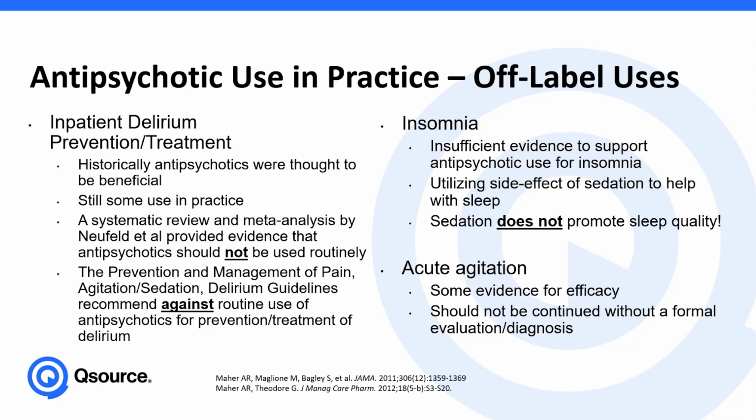There is some evidence for efficacy in the use of antipsychotics in acute agitation, but we should not continue them chronically. And sometimes acute agitation could be substance related. It could be situation related. And so we want to make sure that we're getting a formal evaluation and diagnosis of a psychosis-related condition if we're going to continue antipsychotic use for acute agitation. Next slide.